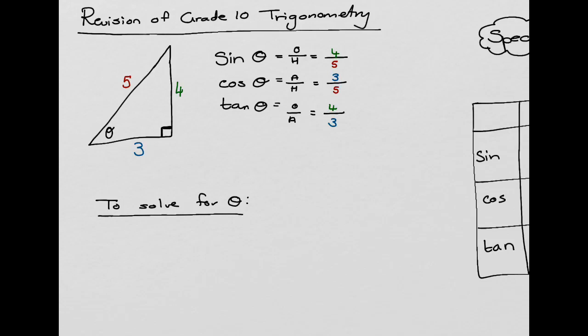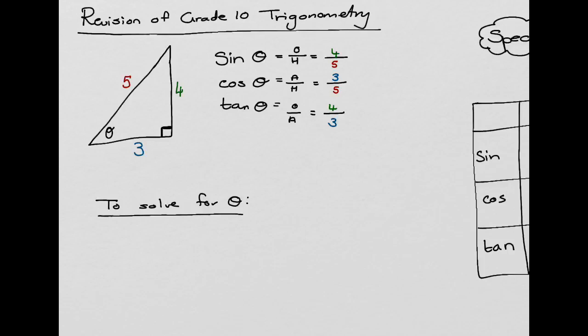Alright, grade 11, so here's just a quick revision of your grade 10 trigonometry. If we look here, we have a right angle triangle with sides 3, 4 and a hypotenuse of 5. I've marked an angle theta, could be marked anything, but I've just chosen theta. And we're going to look at how we'd find sine theta, cos theta, tan theta.